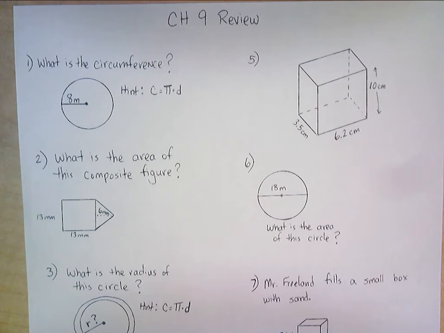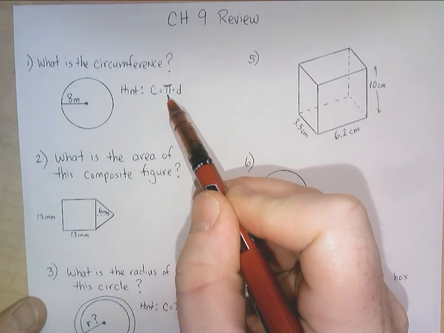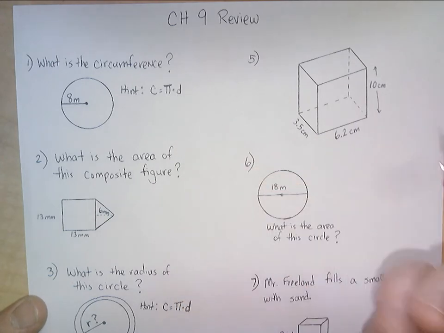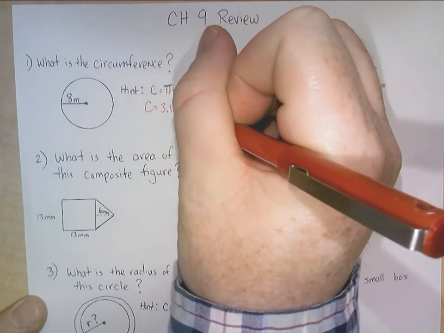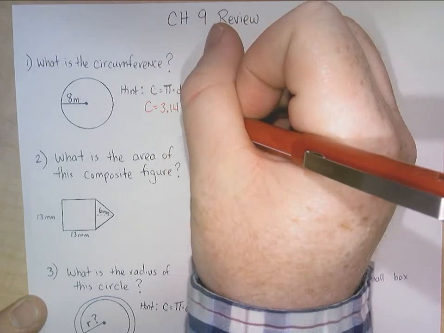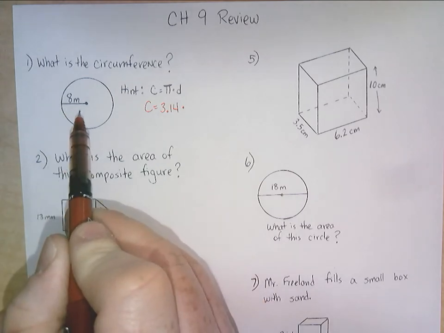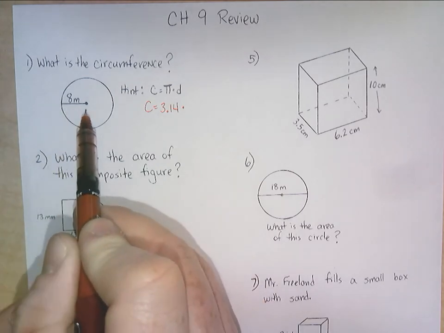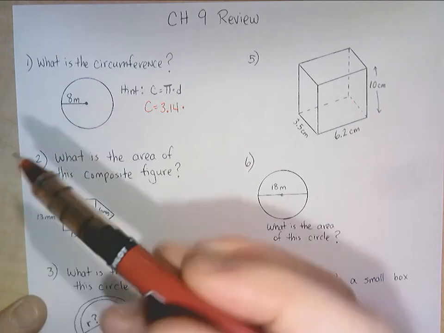All right, number 1. What is the circumference of a circle? Remember, you multiply pi times the diameter. So pi is 3.14, and the diameter is the distance across the circle going through the center. Here, we're just given the radius, which is not the number we want to use. We want to double that number to get to 16.